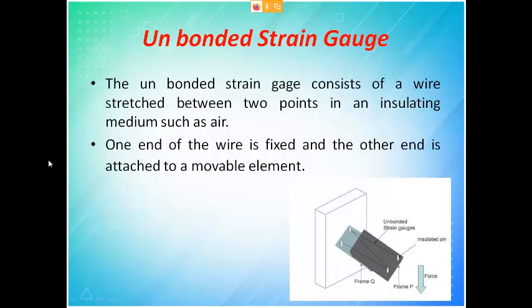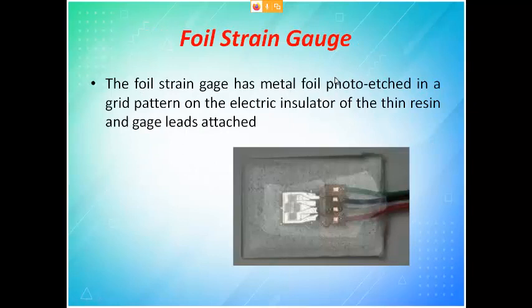So even if more force is occurring, that will not be transferred directly to the gauge due to the bonding which is being provided, whereas in the unbonded case direct force will be on the strain gauge wire, so that you are able to observe very small or minute variation. Even variation in air pressure can be measured using an unbonded strain gauge. Then foil strain gauge. In a foil strain gauge, a metal foil is photo etched in a grid pattern.